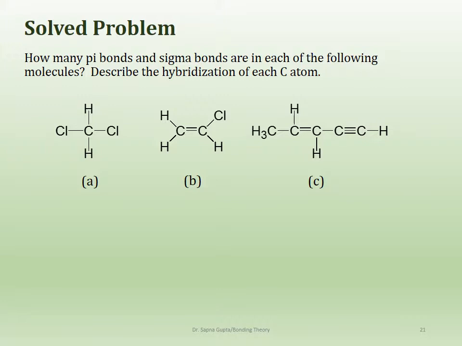Let's look at a solved problem now for some of these structures. The question is, how many pi bonds and sigma bonds do you have in each of the following molecules? So look at the first one, A, which is CH2Cl2.